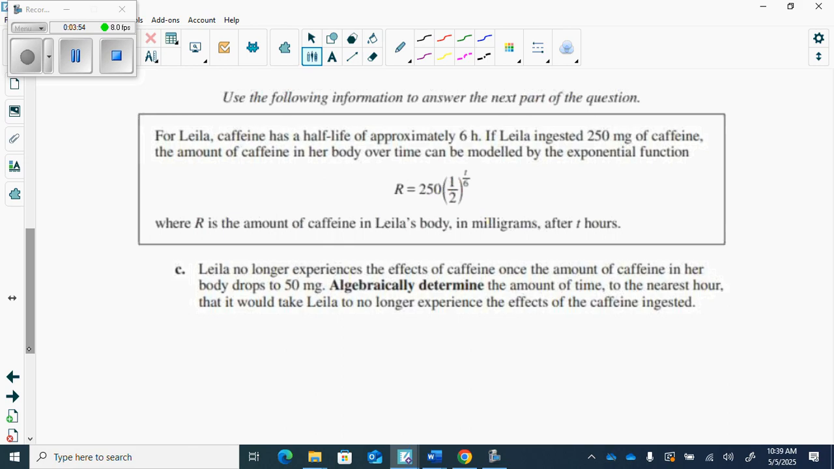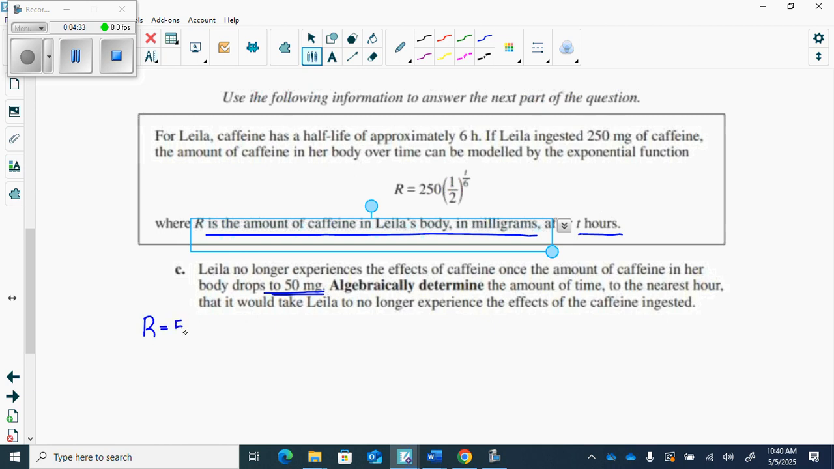For Layla, caffeine has a half-life of approximately 6 hours. If Layla ingested 250 milligrams of caffeine, the amount of caffeine in her body over time can be modeled by this exponential function, where R is the amount of caffeine in the body in milligrams, so that is what R represents, and t is in hours. So here it says, Layla no longer experiences the effect of caffeine once the amount of caffeine in the body drops to 50 milligrams. So did they give me R or did they give me t? I know they gave me R because it's the amount of caffeine, and it's also milligrams, units give it to me, right? So they gave me R equals 50 milligrams.